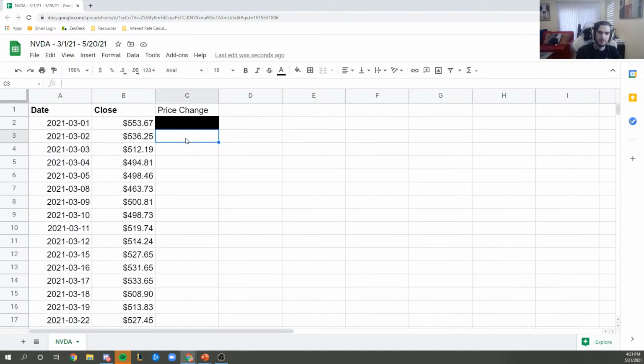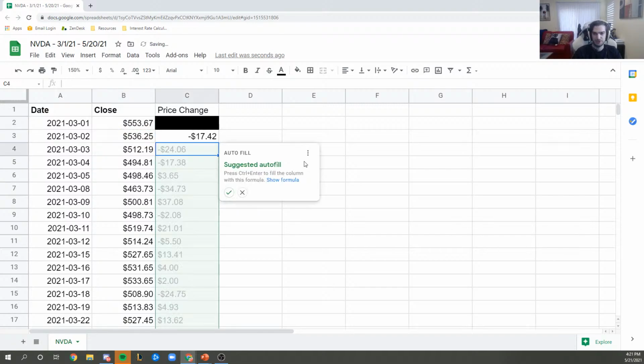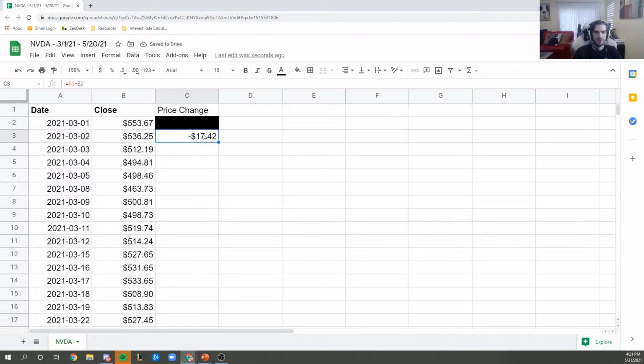Ta-da. All right, we're going to put our equal sign to let it know we're doing some math. And I'm going to click here. So the close price from the 2nd of March minus the close price from the 1st of March. When I hit enter, that now gives me the price change. So this is what the price difference is from the 1st to the 2nd. The price went down $17.42.